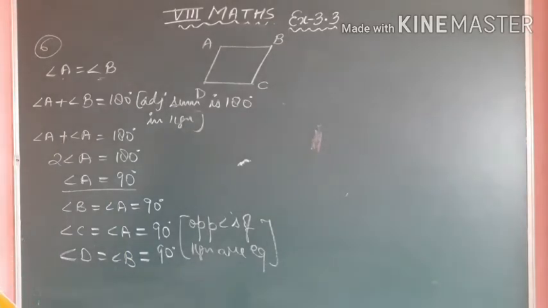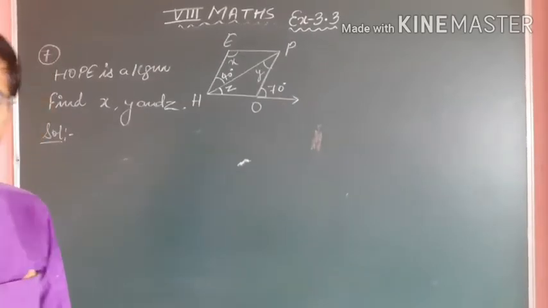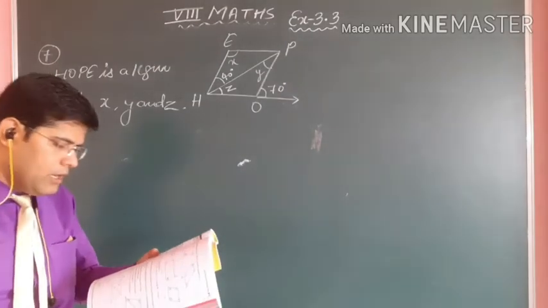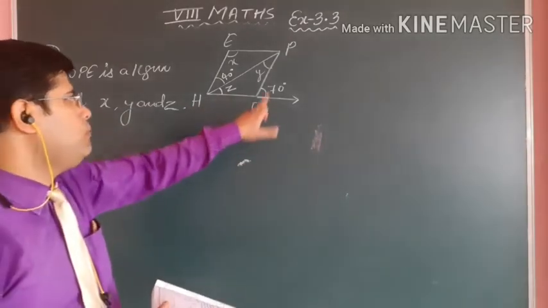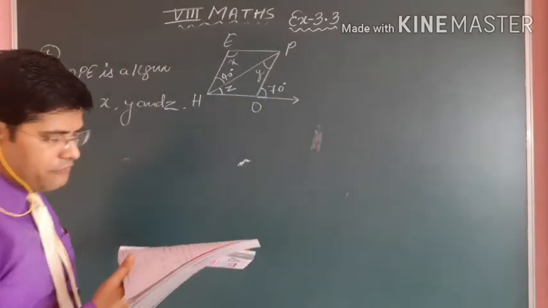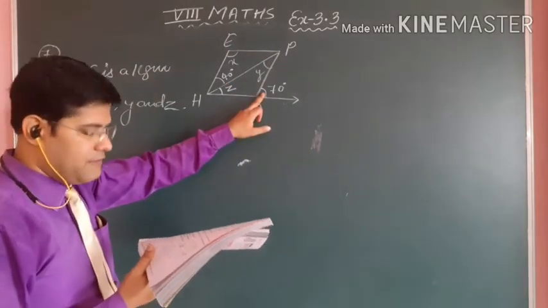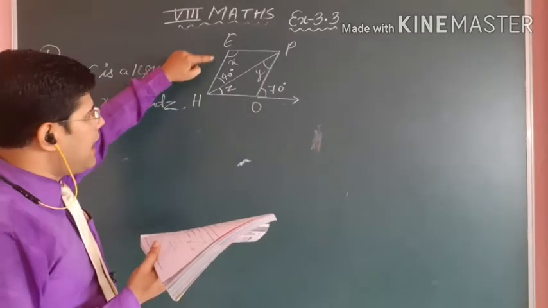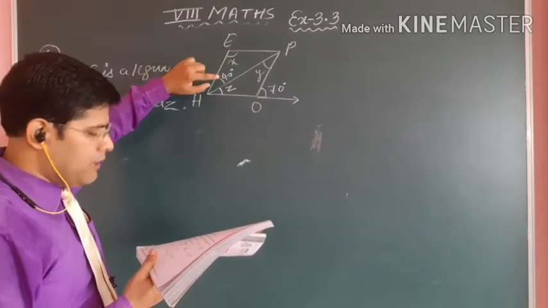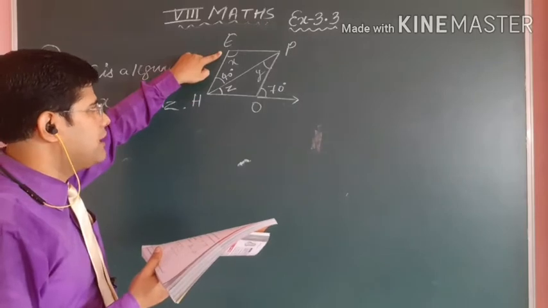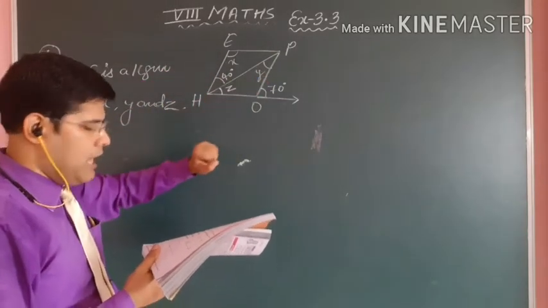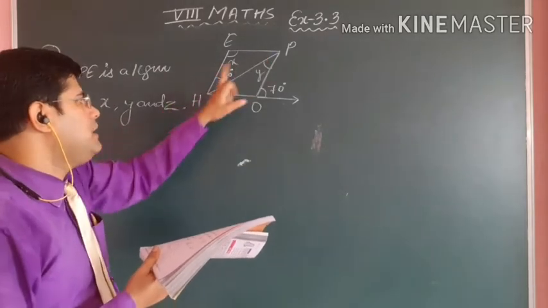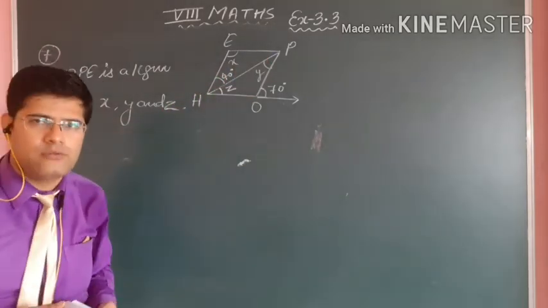You can write that sum or take a screenshot. Now move to the next sum. Now in question number 7, the figure which is given is named HOPE, H-O-P-E, and it has some values given. Here it is x, this angle is 70. Now angle EHP is equal to 40, and we have to find x, which refers to angle E, y, which refers to angle HPO, and z, which refers to angle PHO. So here we have to find x, y, and z.